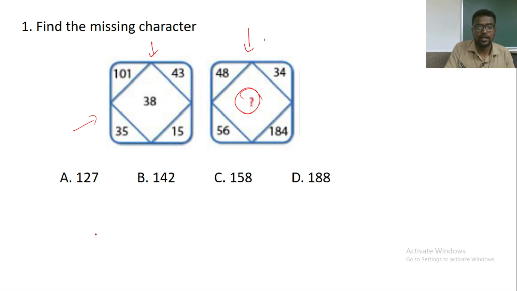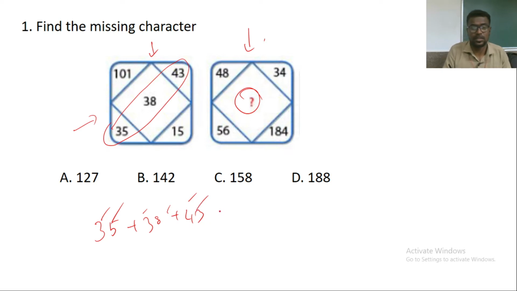So here we have a set of numbers. If we add all these three numbers, let's see what number we get. 35 plus 38 plus 43, which is 116. If we subtract 15 from this 116, we get 101. Wow. So if we apply the same logic, we can replace this question mark with the given options. Let's give it a try.